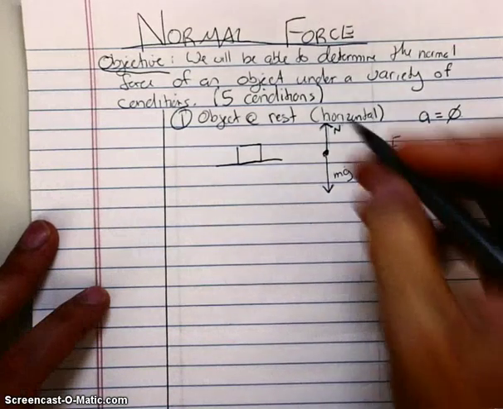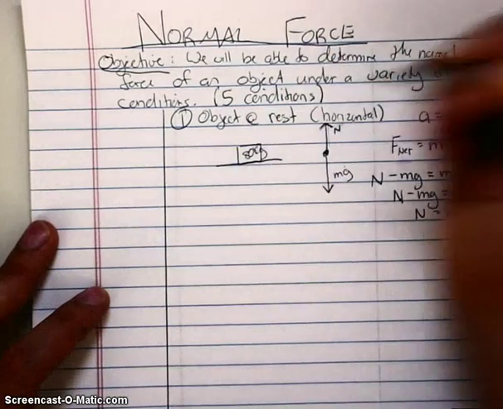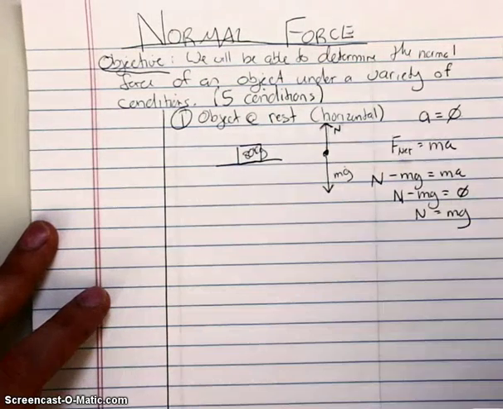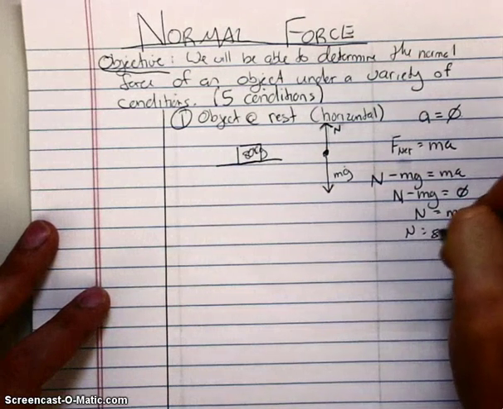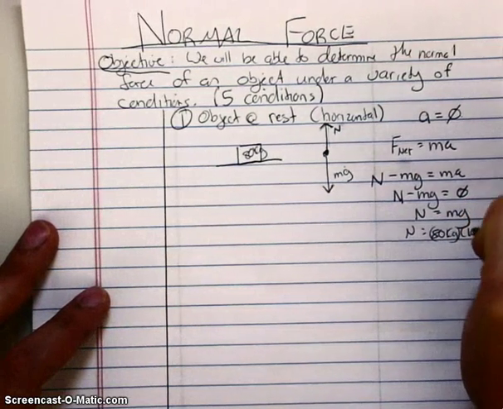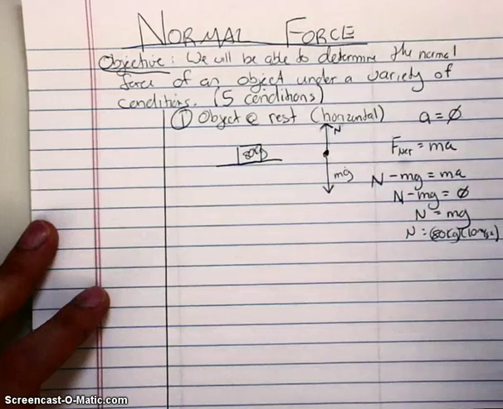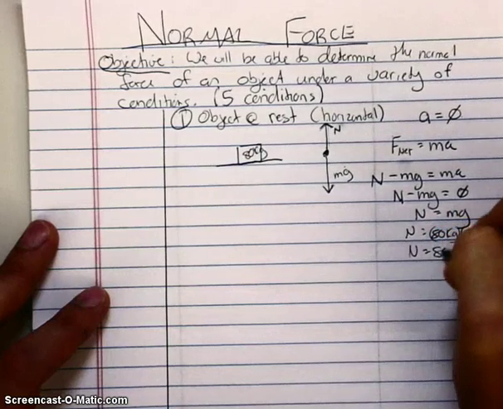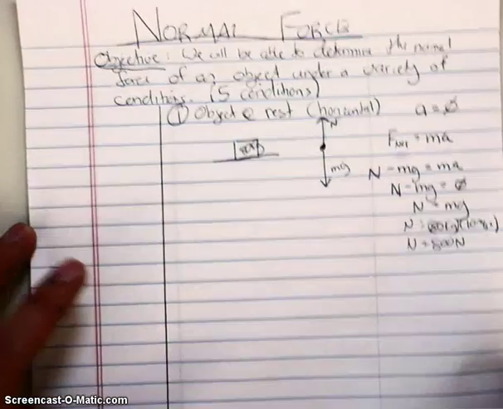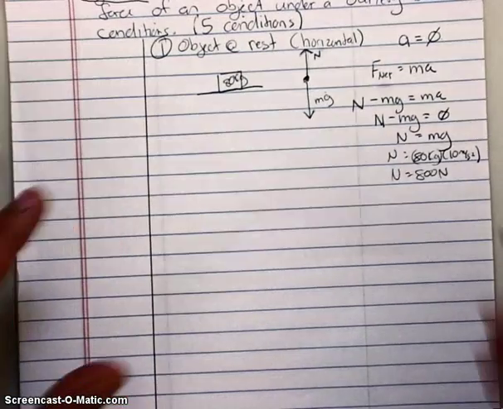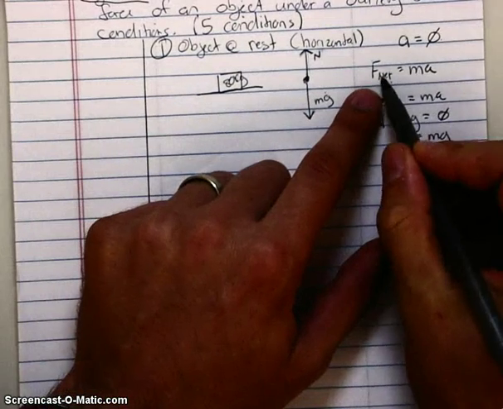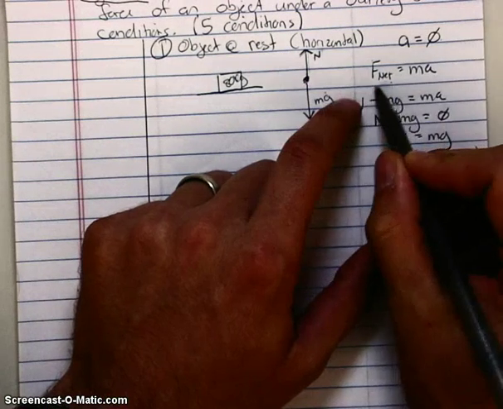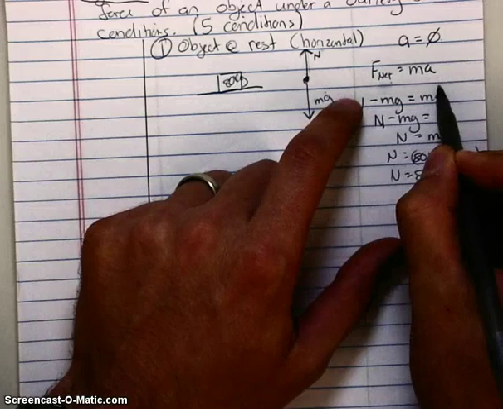So let's pretend for a second this is an 80 kilogram object. N would be equal to 80 kilograms times 10 meters per second squared for gravity. So normal force is equal to 800 newtons. So notice what I did there. I wrote my equation out first. F net equals ma. Remember, key part of the AP test is writing the equation first.